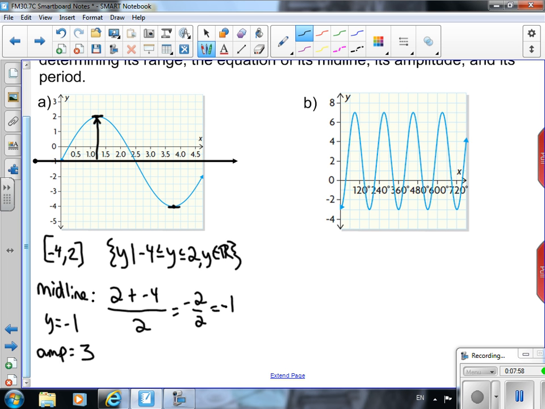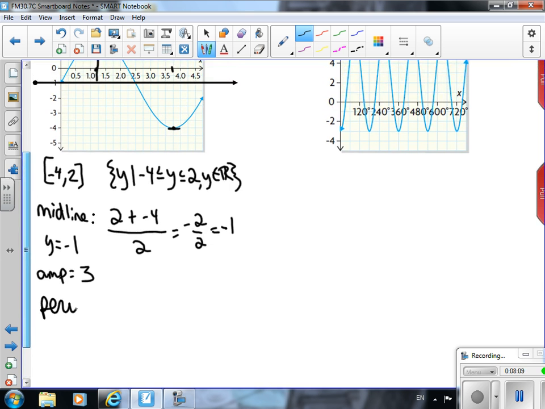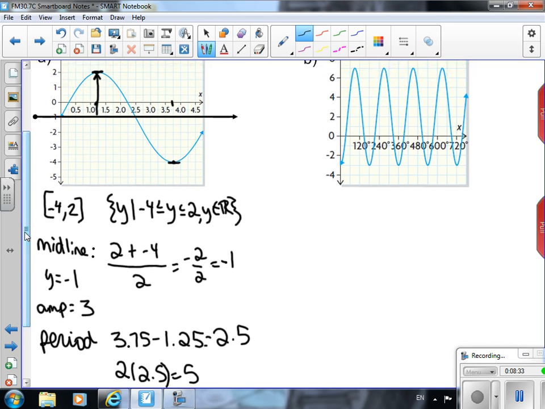So it's going from 1.25 right here to 3.75. So let's find that distance first. That would be half of the period, so then we're going to double it. So 2 times 2.5 equals 5. So that means it would end up somewhere right up here.